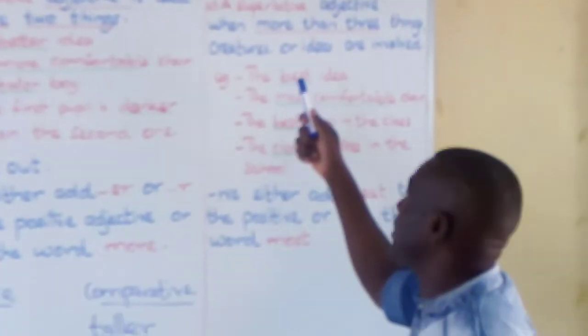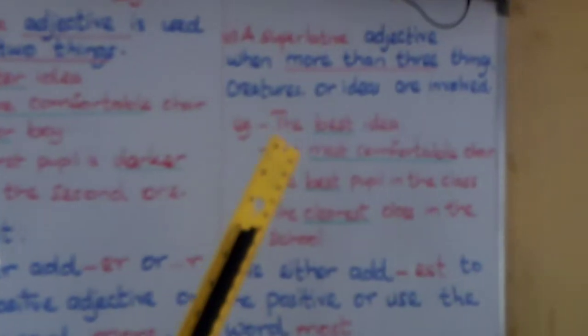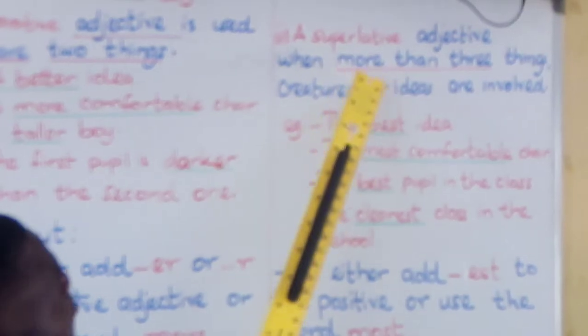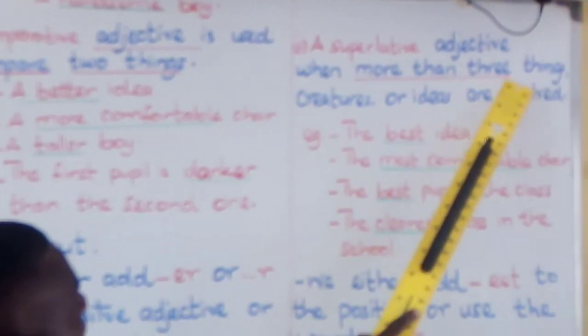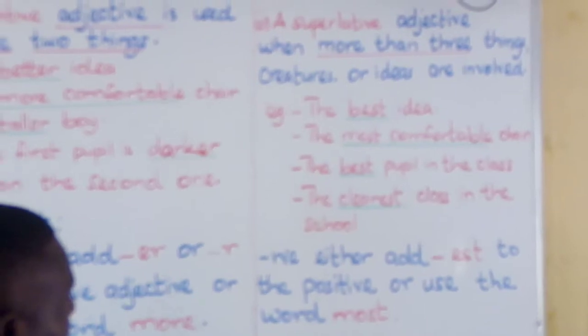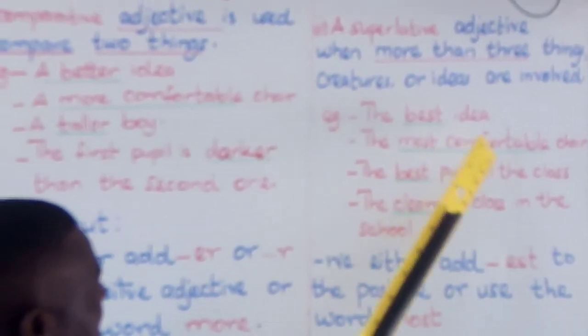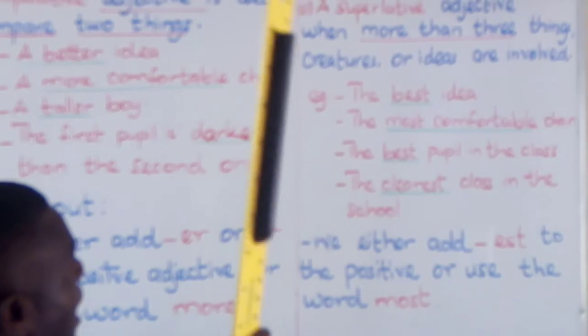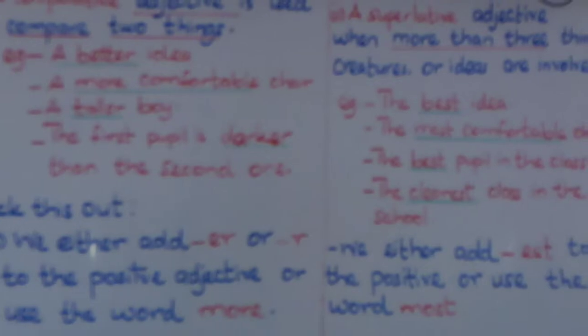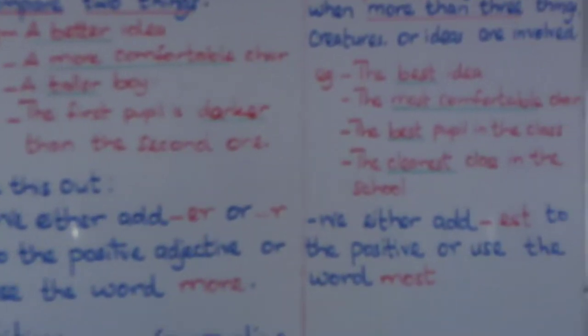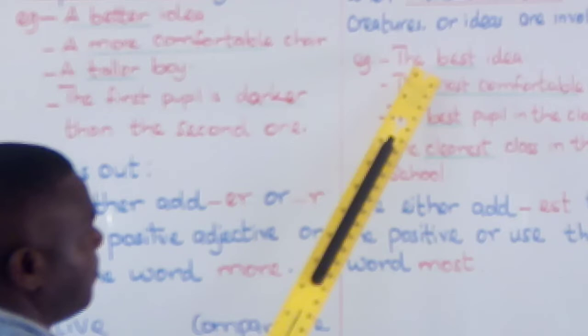Thank you. Now the third degree is superlative. The third degree is superlative, and superlative degree is when we are not comparing, but we are talking about three or more things, or creatures or ideas. We use a superlative. The word super means it cannot be competed. It's the best. You see that? Super. So the example here, the best idea.